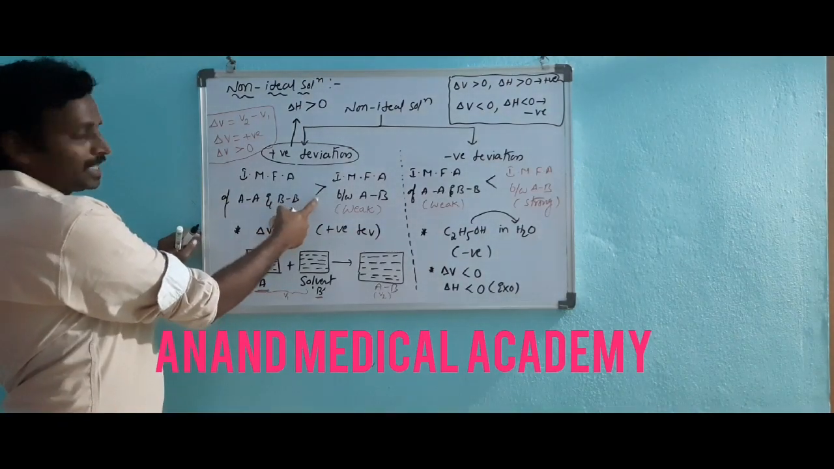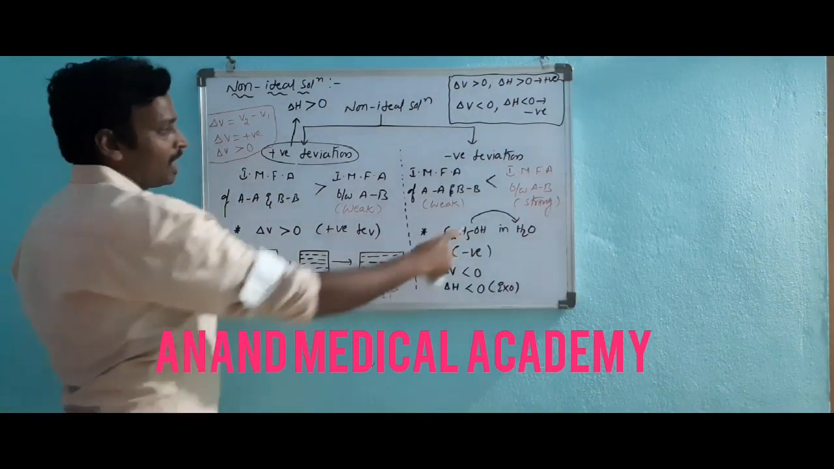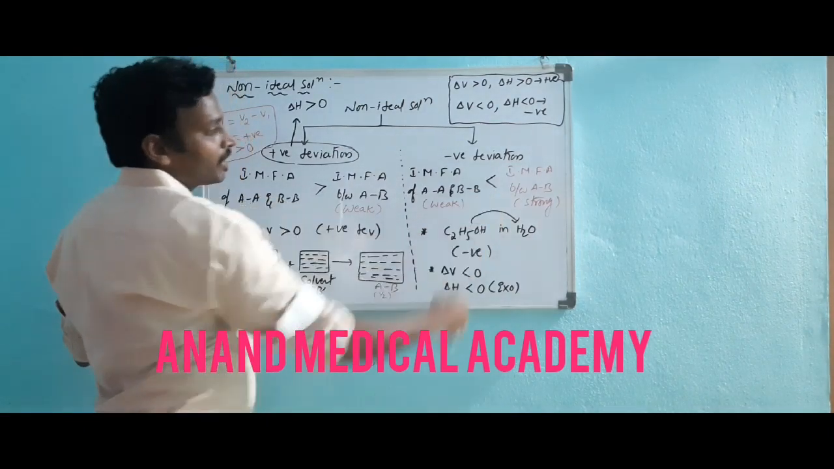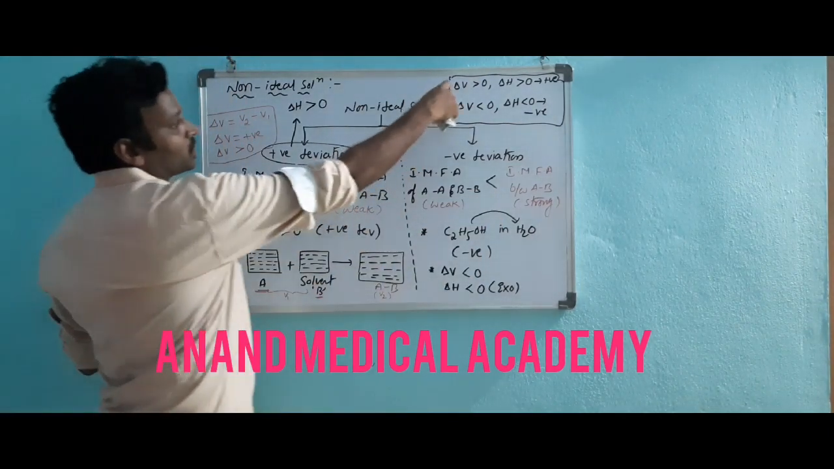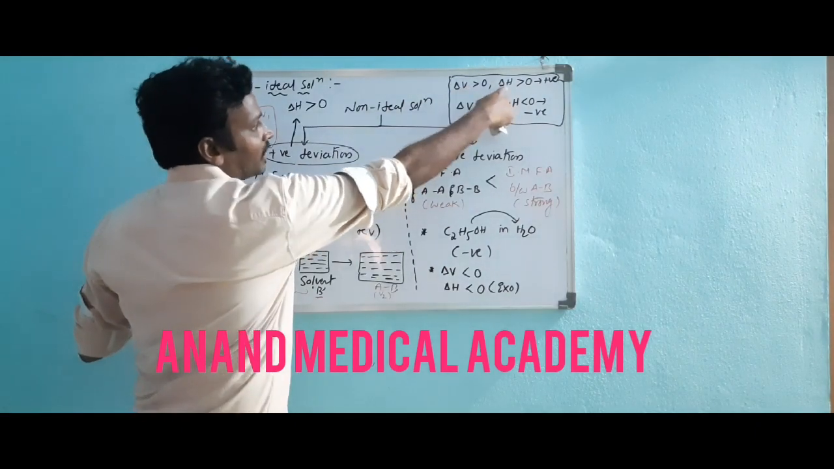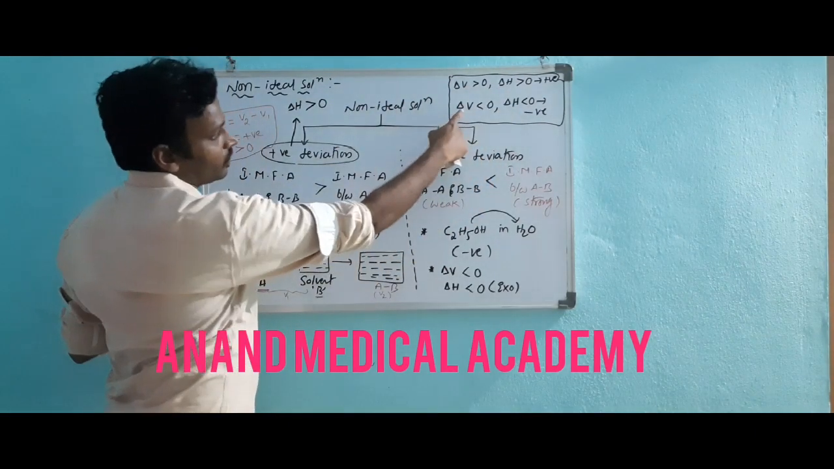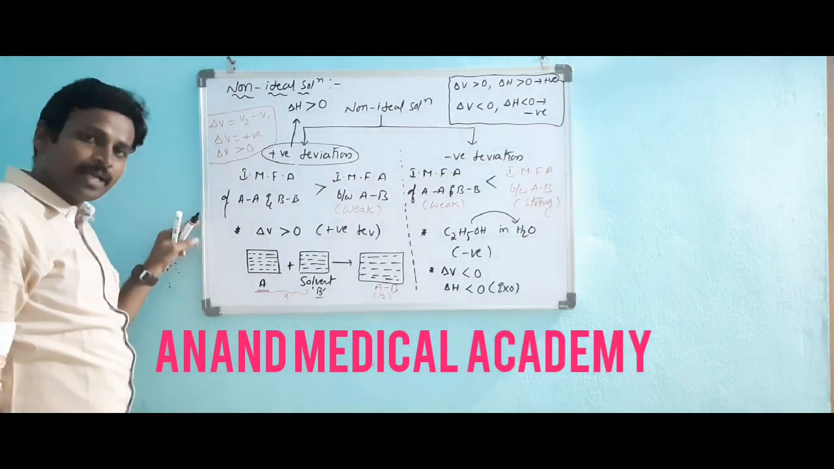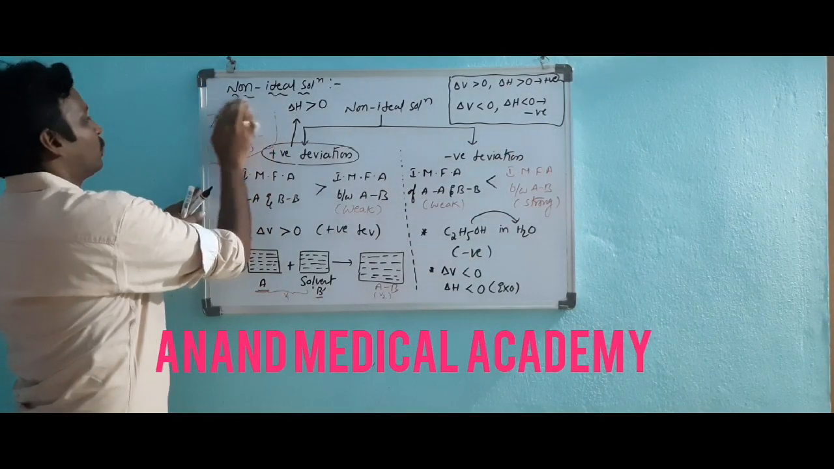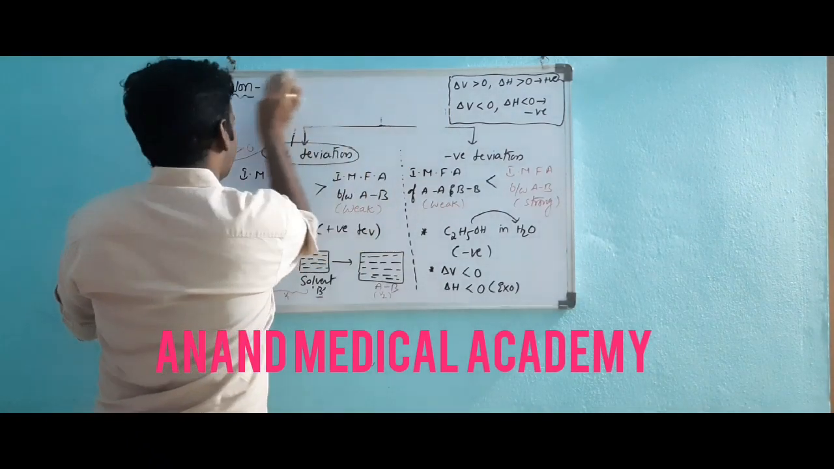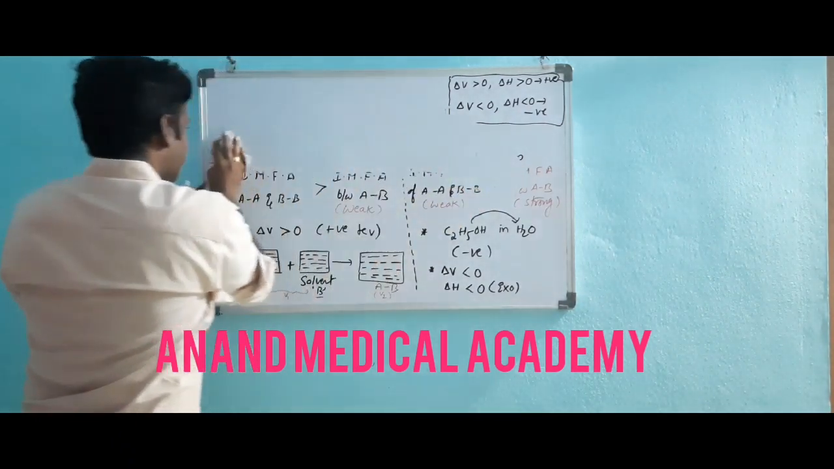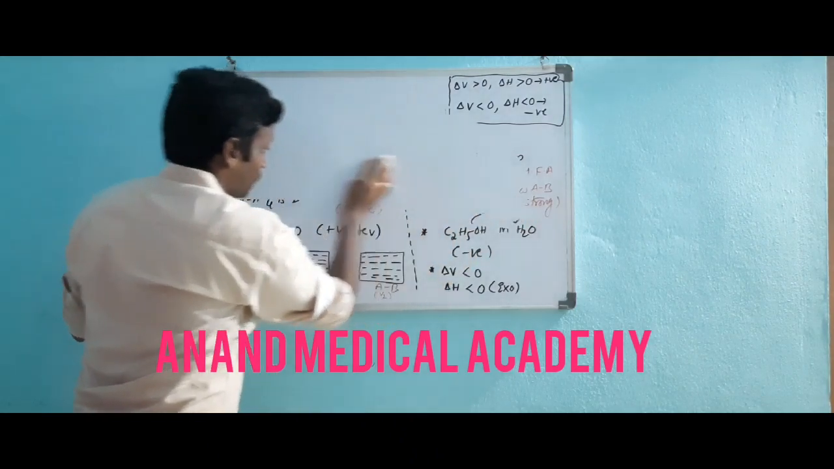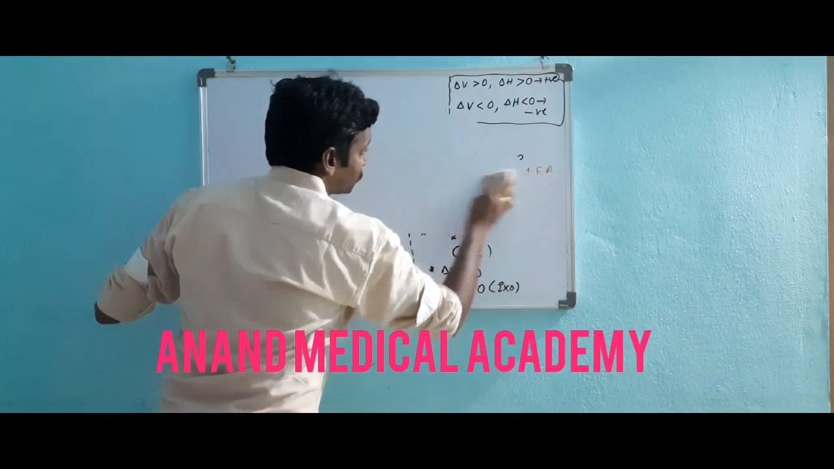When the positive deviation happens, I have given delta V and delta H, and for the negative deviation, I have given delta V and delta H. Now just follow me, follow me means how to give the graphical representation for a non-ideal solution.